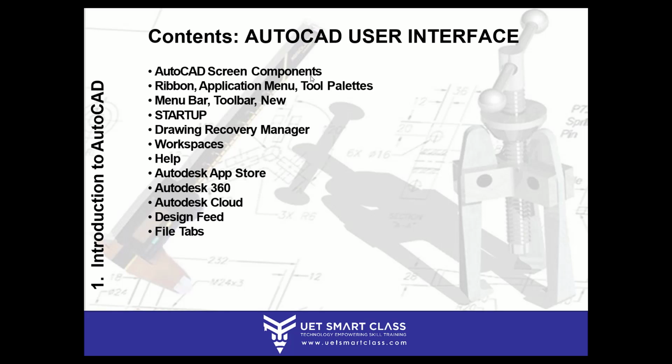First is the AutoCAD screen components. What all is there when you open the screen of this software, what all you see and how to use it. Slowly and gradually we will learn each and everything. It has an application menu, different tool palettes, toolbars, startup, how to start a new project, how to save a new project, how to open an existing file. Then the drawing recovery manager is basically for if your software has shut down while working, so how to recover your drawing. Workspaces, different workspaces.